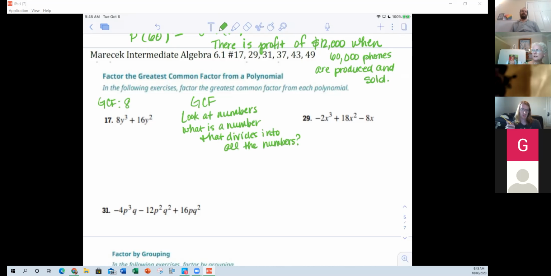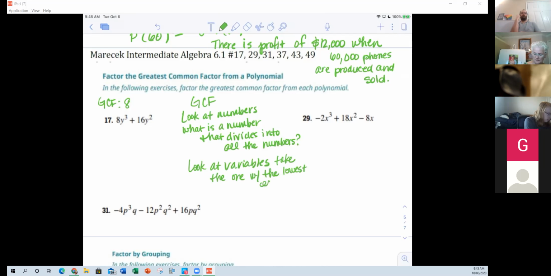And then when you look at the variables, what do you take? What's the GCF as far as the variables go? It's the lowest, I believe. Uh-huh. Okay, so that's the hint on that one.